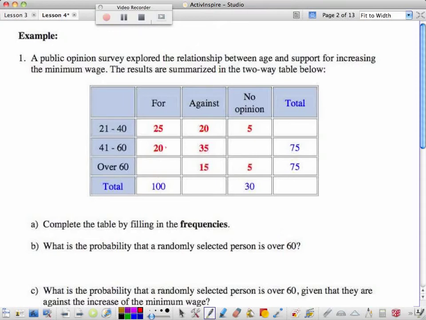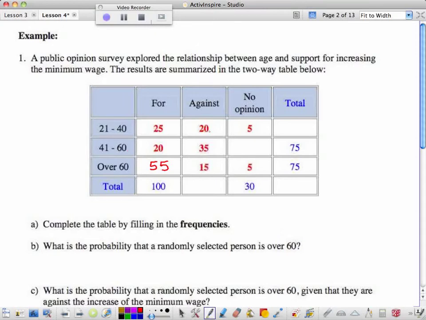There were 20 for it in this category, and then all 3 of these have to add up to 100. So 25 plus 20 is 45. We subtract that from 100 to get 55. Here we have 20, 35, 15. So 20 people are against it in this age range, and 35 people are against it in that age range.